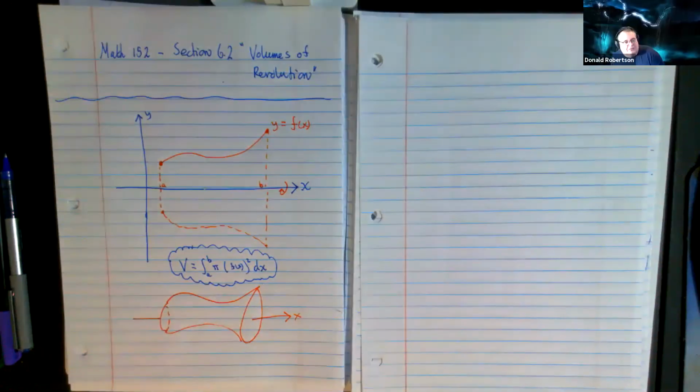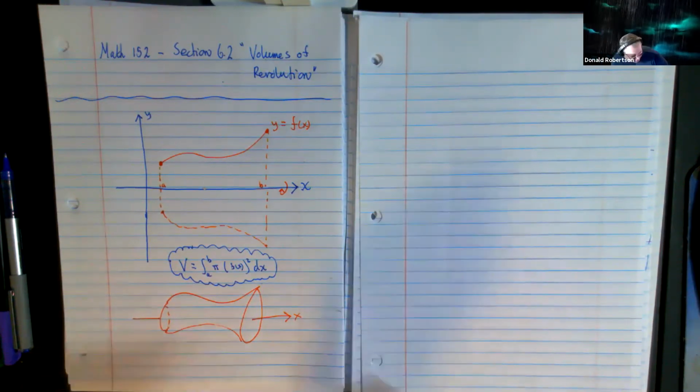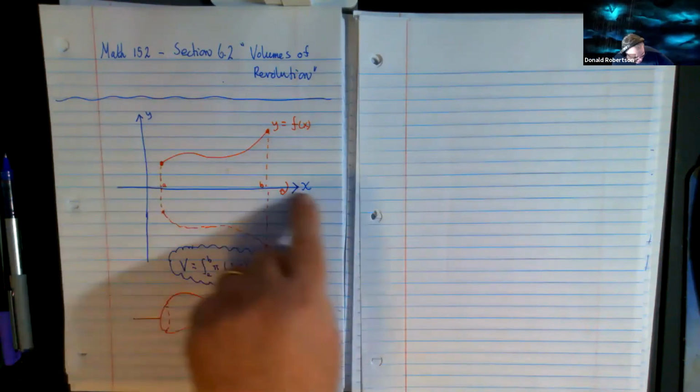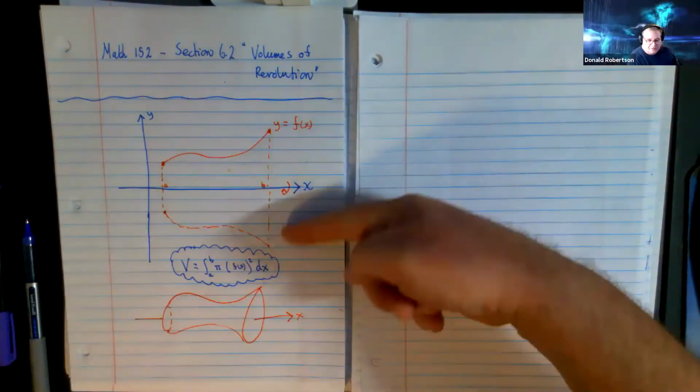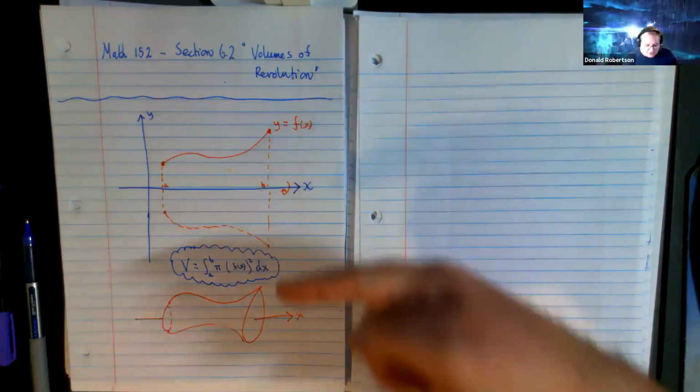Let's look at our next section, everyone. Section 6.2, volumes of revolution. So I want you to imagine that you've got a curve called y equals f of x, and you're going to rotate this curve about the x-axis. Can you imagine I'm moving my fingers? You're going round the x-axis.